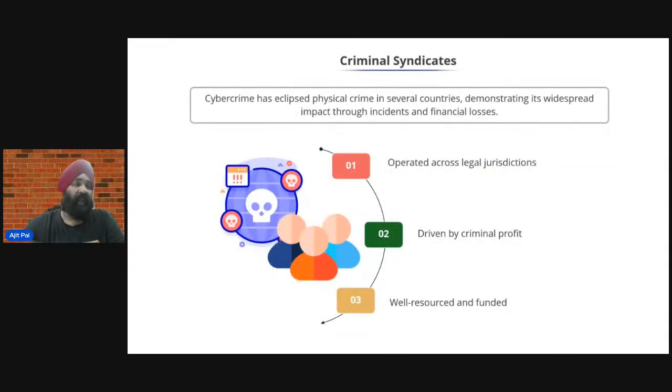So cybercrime criminals indicate they are flourishing. Why so? Because they operate across legal jurisdictions. Take China: there are a lot of Chinese hackers who are wanted in the US, but you can't do anything because they are based out of there. It is driven by criminal profit. In India, digital arrest was on the rise. When the kingpin was arrested, he was from Malaysia, and they are well resourced and funded. Cybercriminal networks are well resourced and possess substantial funding.